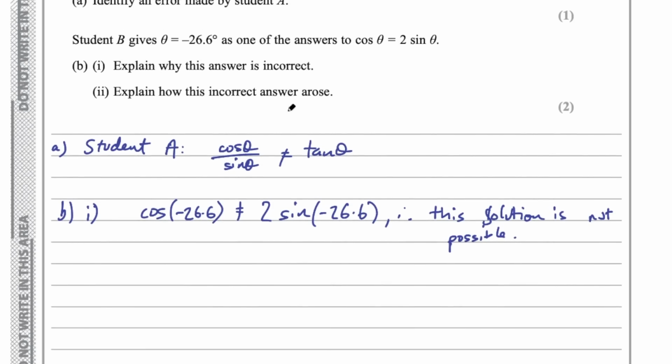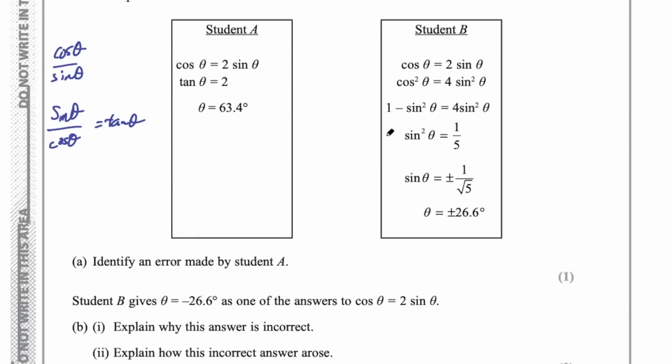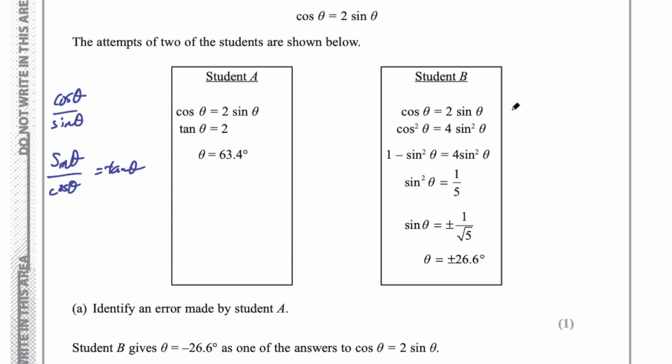And part 2 says explain how this incorrect answer arose. So as I said before, they've squared this equation. Now, an important part of solving equations when you're using algebra is that the steps you take are reversible. So if you do something to solve it, you need to be able to go backwards and end up with the same equation that you started with. However, if you square an equation, that changes things, because I've squared this 4, for example. If I try to go backwards by square rooting that equation, a possible solution would be cosine theta equals minus 2 sine theta. So if I squared both sides of that, I would still end up with cosine squared theta equals 4 sine theta. So we've changed the original equation by squaring both sides.